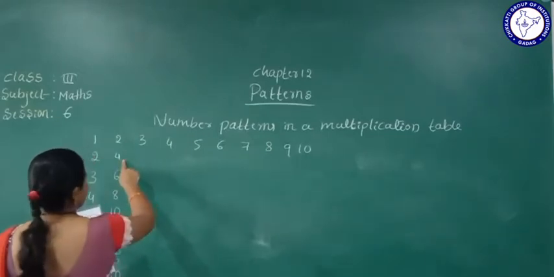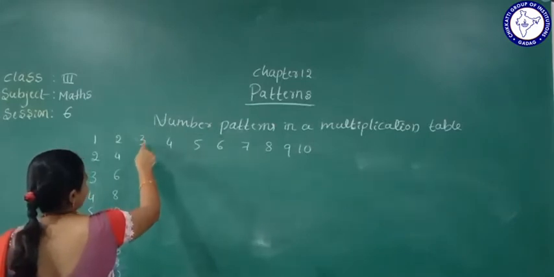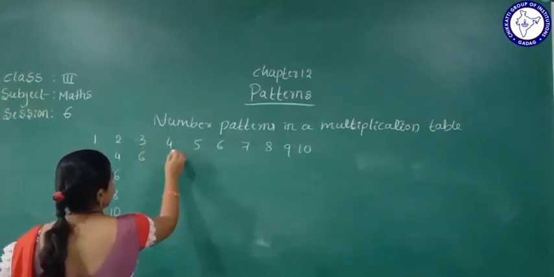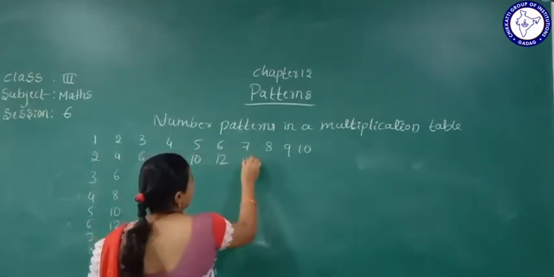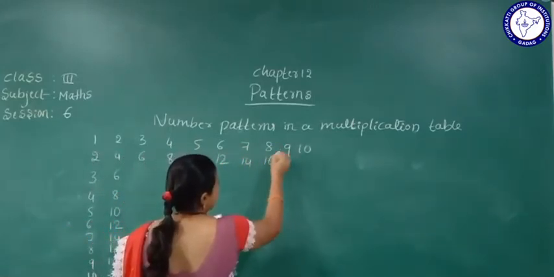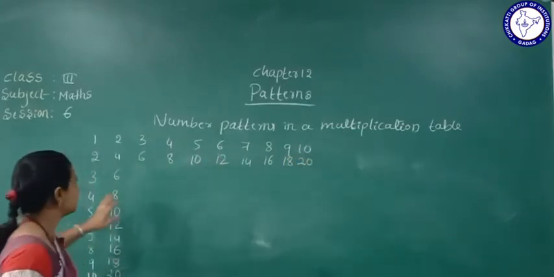2 1s are 2, 2 2s are 4, 2 3s are 6. Next we will show you 3 2s are 6, 4 2s are 8, 5 2s are 10, 6 2s are 12, 7 2s are 14, 8 2s are 16, 9 2s are 18, 10 2s are 20. We can observe this here, students.